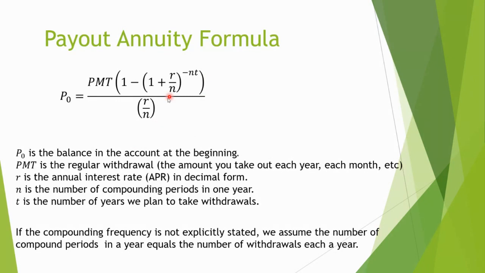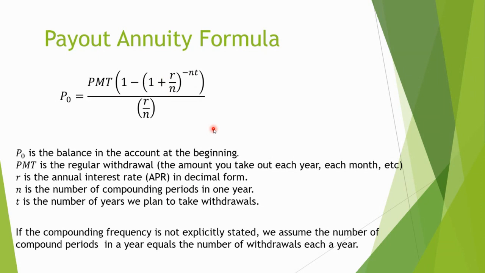Notice it is a little bit different, right? For instance, here we have negative nt. We have 1 minus this. P sub 0, right? That's the balance in the account at the very beginning, when you first start retirement. PMT here is monthly withdrawals. You're taking out each month. You're making regular withdrawals here, just like before we made regular deposits. Here, we're making regular withdrawals.